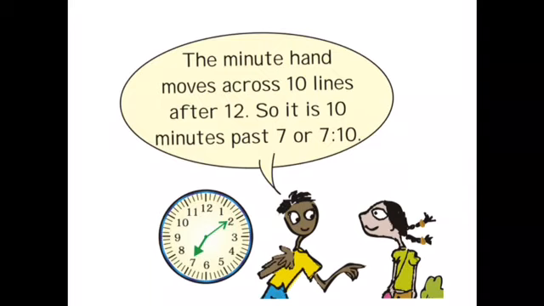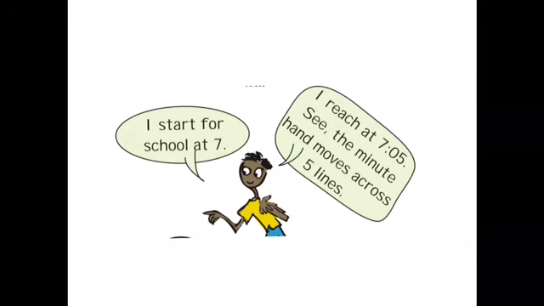So Pamposh tried to make Sazia understand the time. He also says, I start for school at 7. I reach at 7:05. See, the minute hand moves across 5 lines. So Pamposh tried to make Sazia understand and read the time correctly.